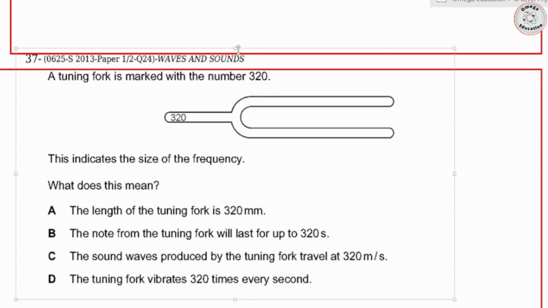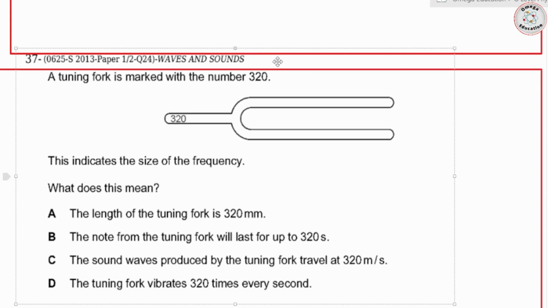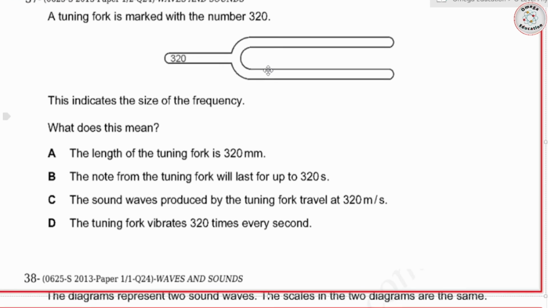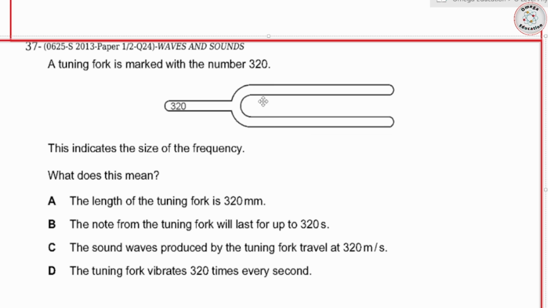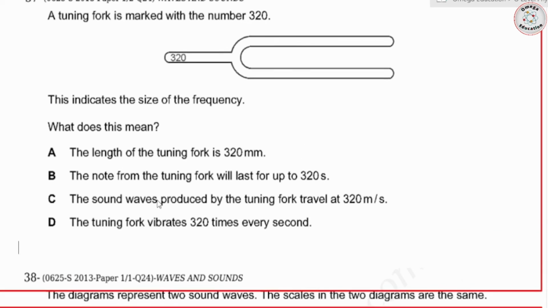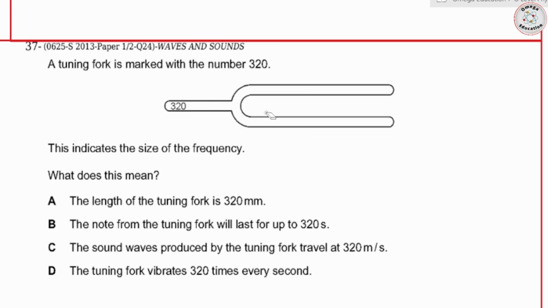All right, so let's do this one as well. A tuning fork is marked with the number 320. This indicates, okay, so this one. This indicates the size of the frequency. What does this mean?